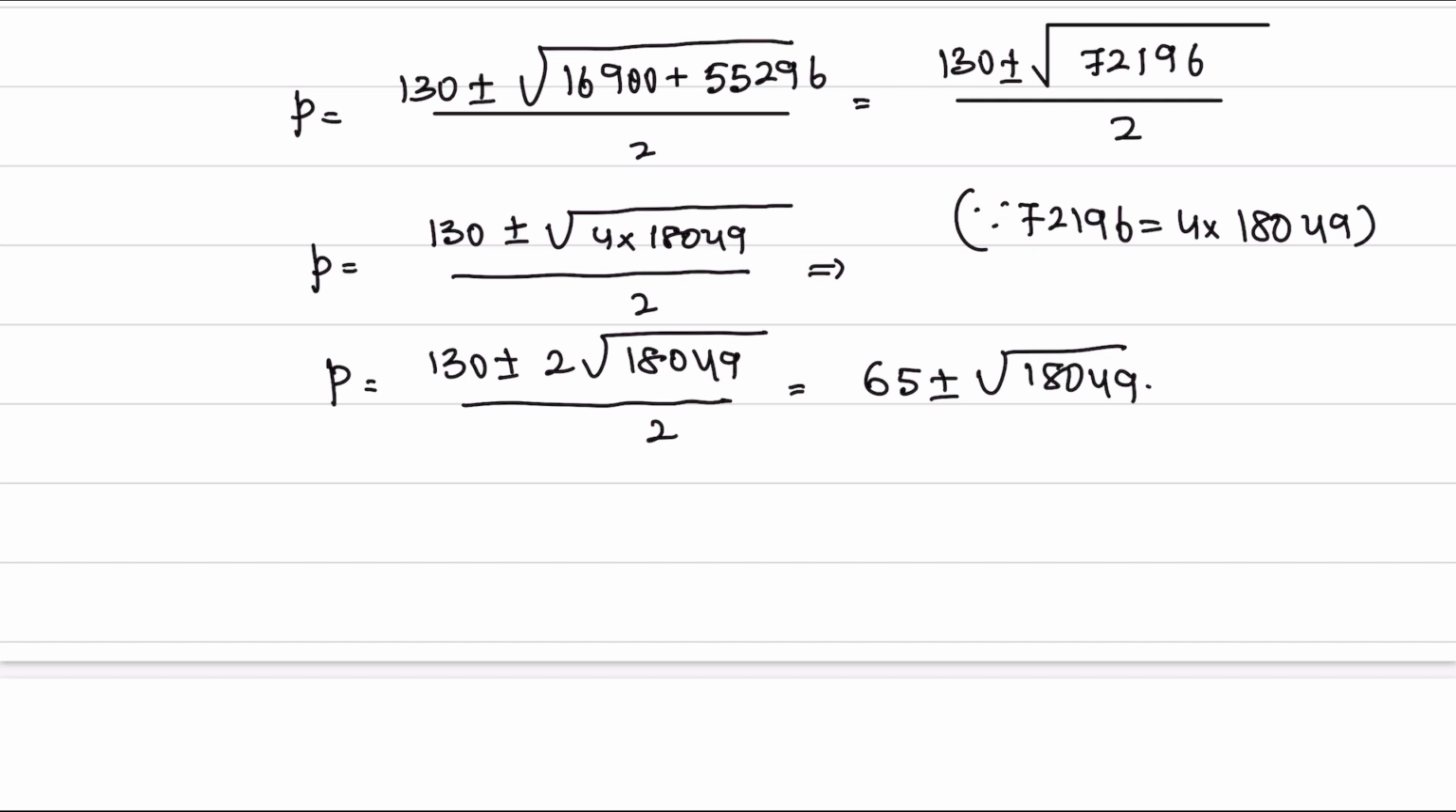This is the value for p. That means p is equal to 65 plus or minus square root of 18049. 65 into 65, what is the value?